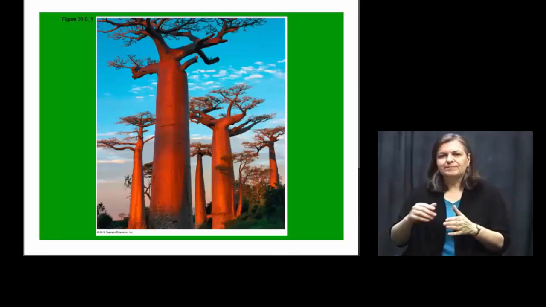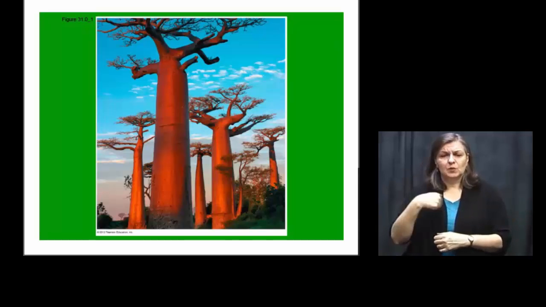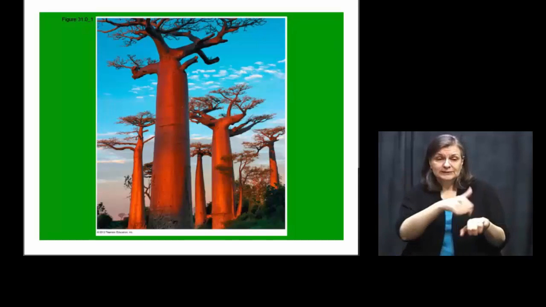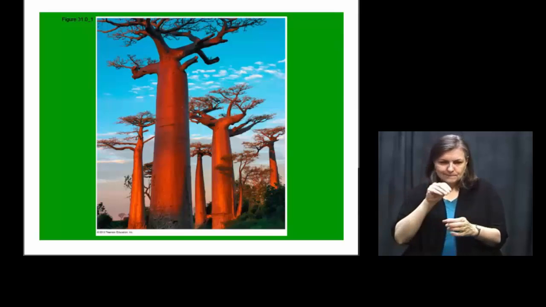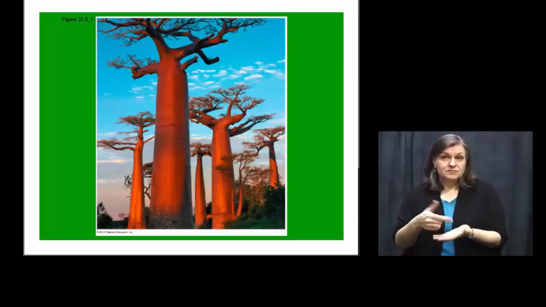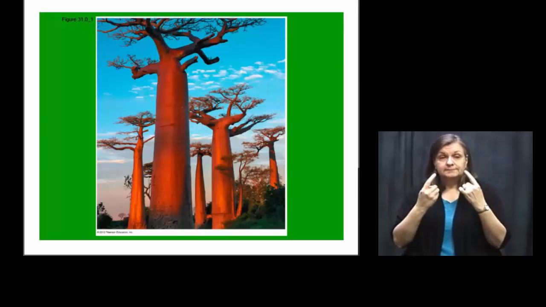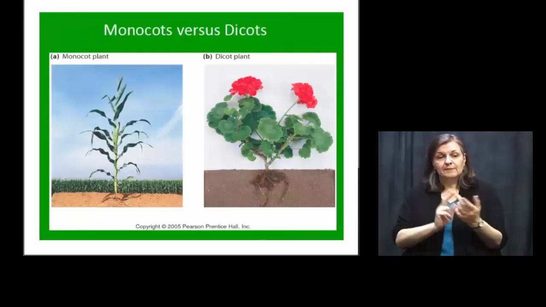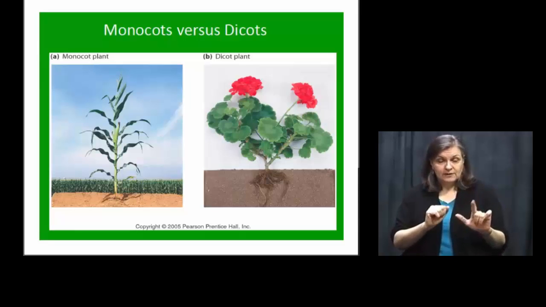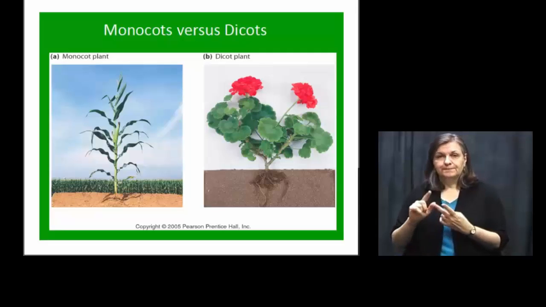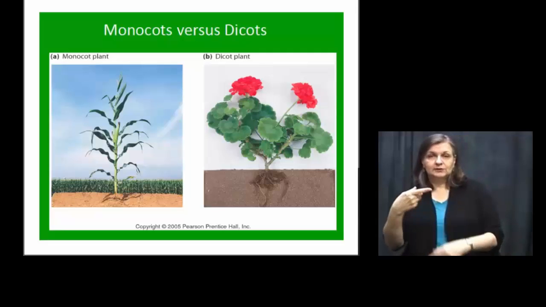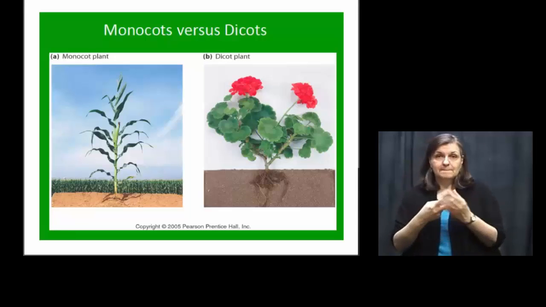Sometimes these categories have to make sense to us, and we have to understand why the categories exist so that we can better understand how to put things into the categories themselves. In this section, what we want to consider are the differences between two different types of plants. The plants on the screen, on the left, the monocot plant is a corn plant. The dicot plant is a geranium. They are both what we call flowering plants or angiosperms.